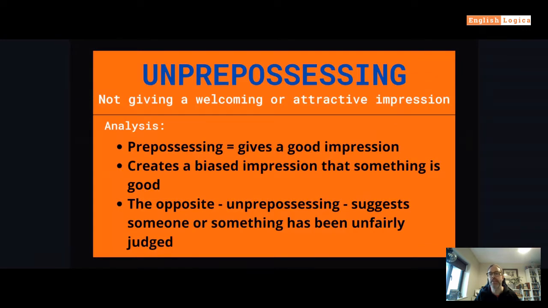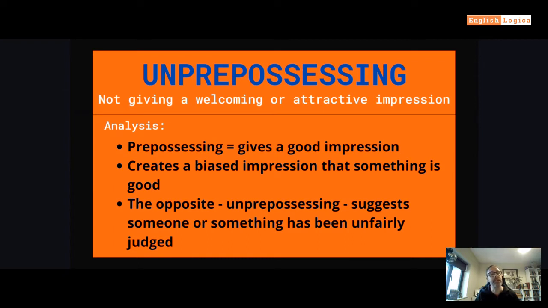Prepossessing. And this is not giving a welcoming or attractive impression. If something is prepossessing, that's the positive form, it gives a good impression. Okay, it creates a biased impression that something is good. But the idea is that you don't even have the facts. That it's an impression that's made without knowing everything about the person or the item, whatever it is.